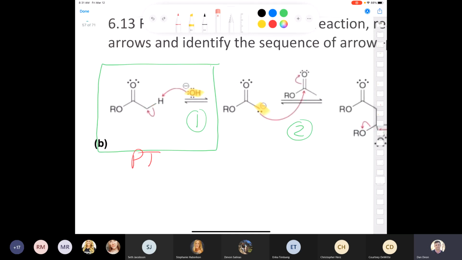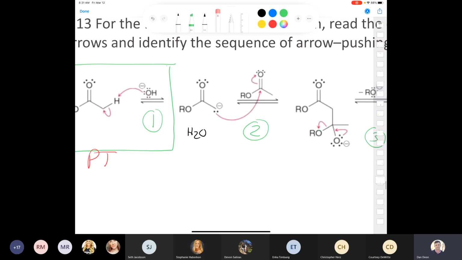Let me erase some of this. This pair of electrons from the sigma bond is ending up right here on this carbon to form a carbanion. But something that it's not showing is that you also formed water, right? It's just left out because it doesn't serve any purpose. When you combine the hydroxyl with the proton, you form water. It's just not included, okay? So there's a proton transfer in our first step.